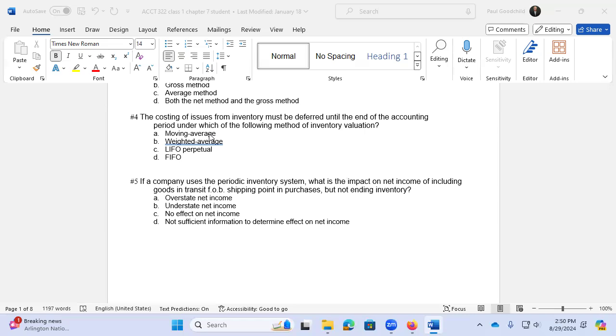LIFO perpetual and FIFO are not. Okay, so it says if the company uses the periodic inventory system, what's the impact on net income of consuming goods in transit?